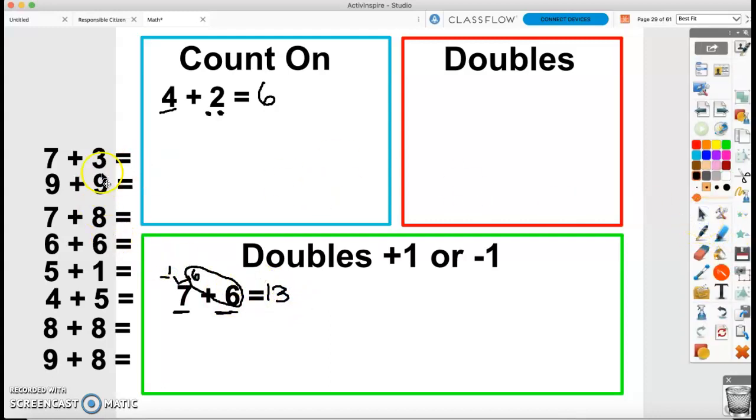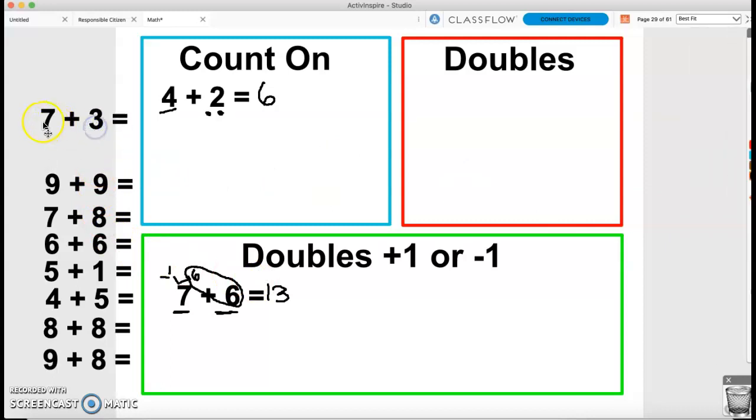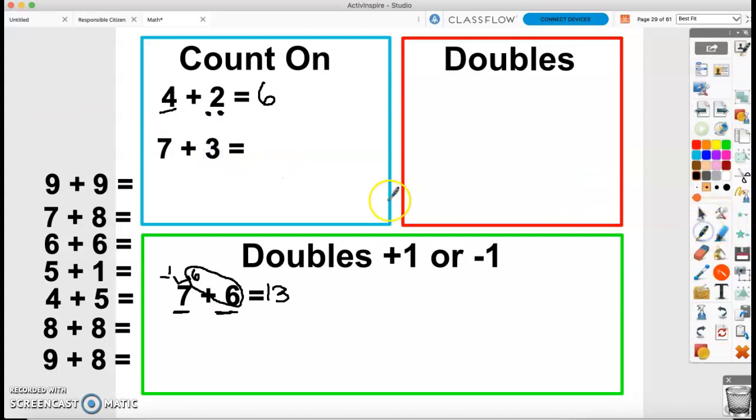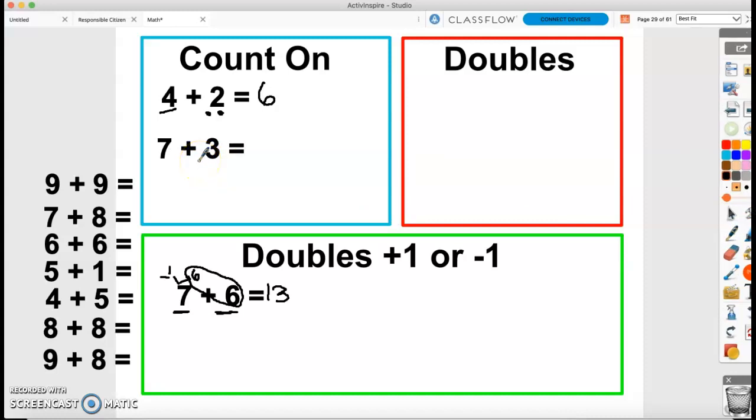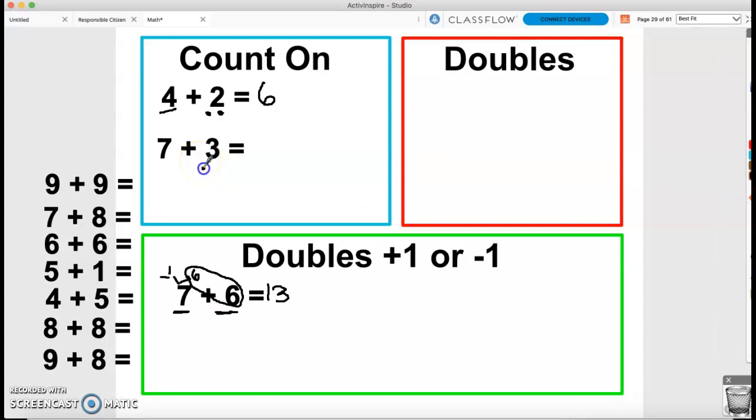The next one, let's look. And I see one of my add-ins is a 3, so that would be a count on strategy. So let's go ahead and figure out this one. How many dots are we going to draw? Yes, you're right, 3 dots. So we're going to say the bigger number and count on. Ready? 7, 8, 9, 10. So the answer is 10.